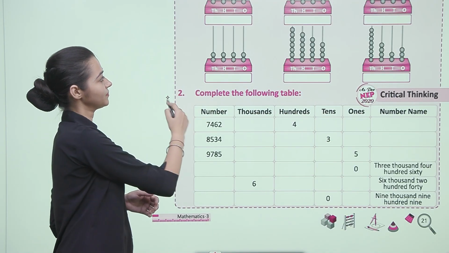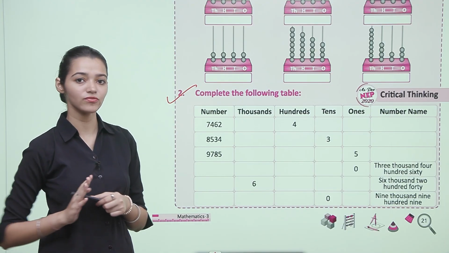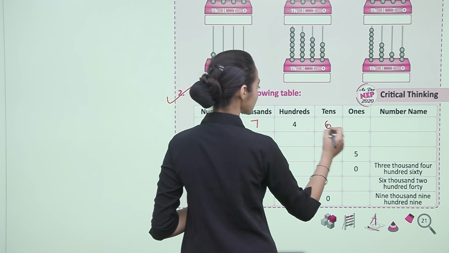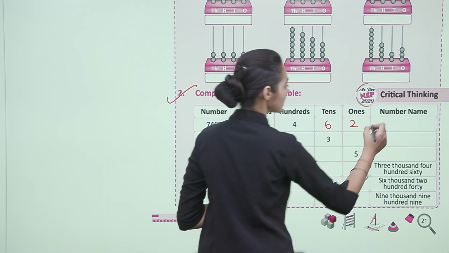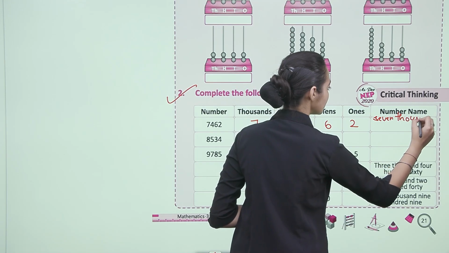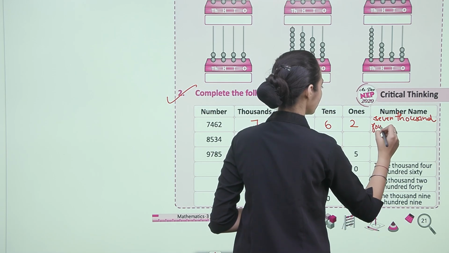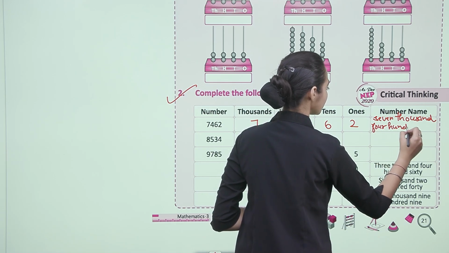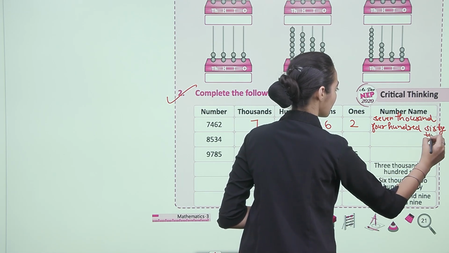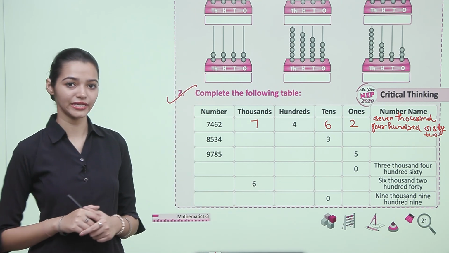Now in the next one, we have to complete the following table. In this table, the given number is 7462. Now in the thousands, very good, 7. In the tens, 6, and the ones column, 2. So the number name will be 7,462. That's how we have to complete all the numbers in this table and the number names.